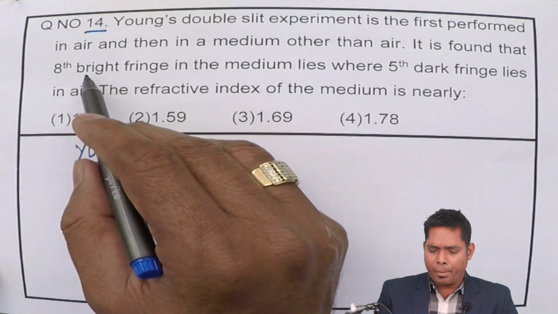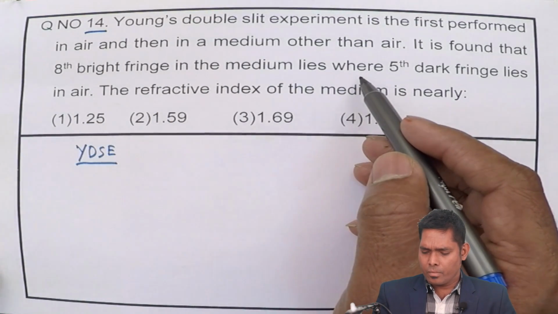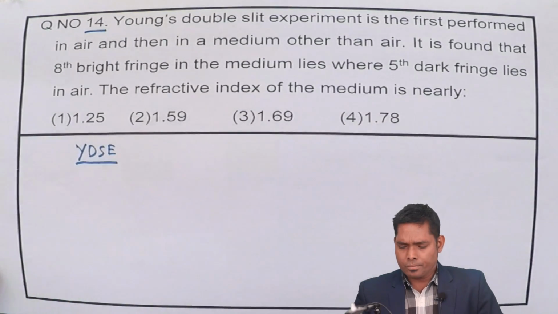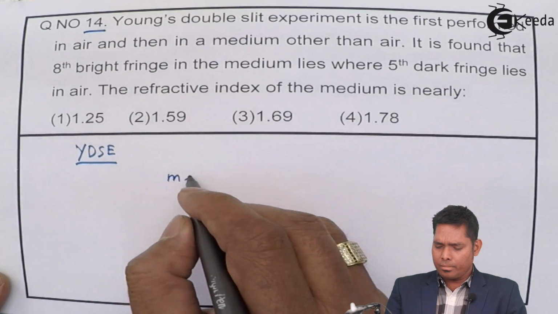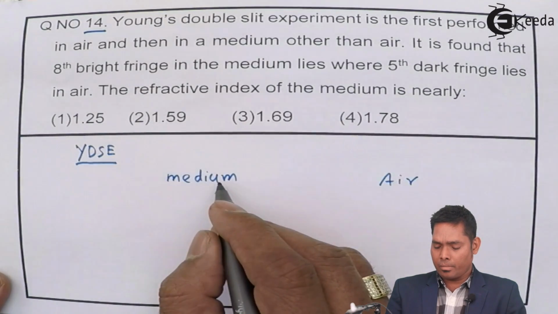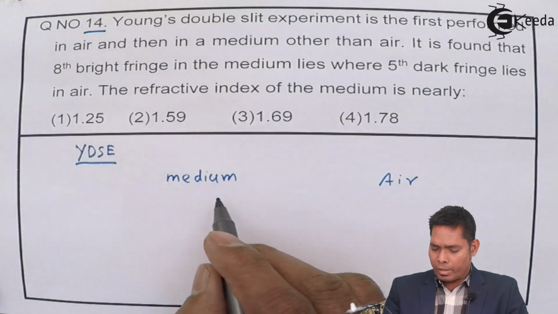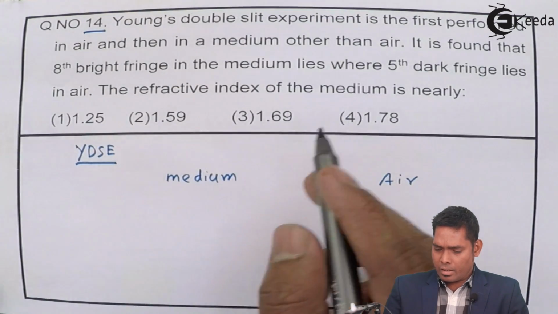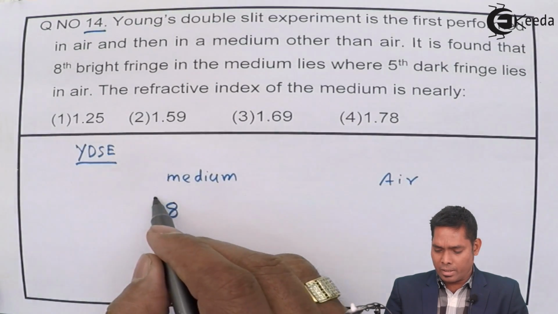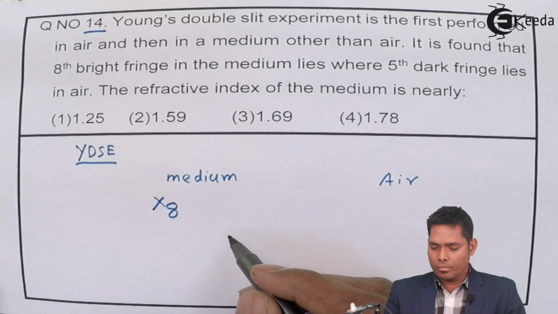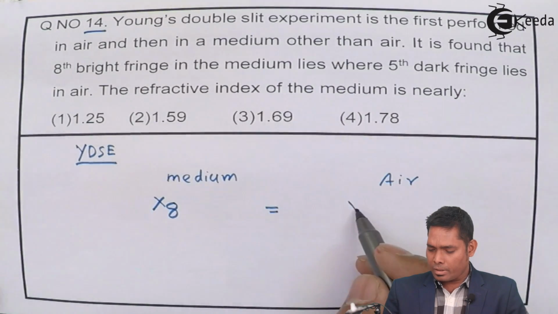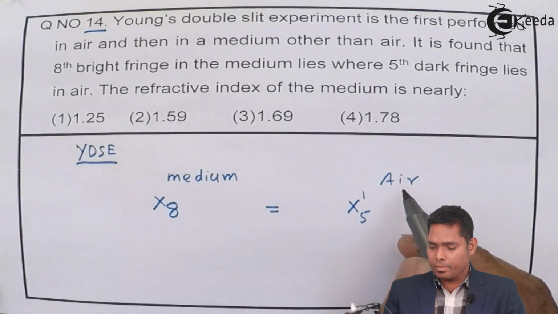It is found that the 8th bright fringe in the medium lies where the 5th dark fringe lies in air. What is the meaning of that? That we have a medium and air medium. This is any medium other than air. So when the experiment was conducted here, the 8th bright fringe in the medium, that is X8, coincides with the 5th dark fringe, that is X5 dash, of the air.